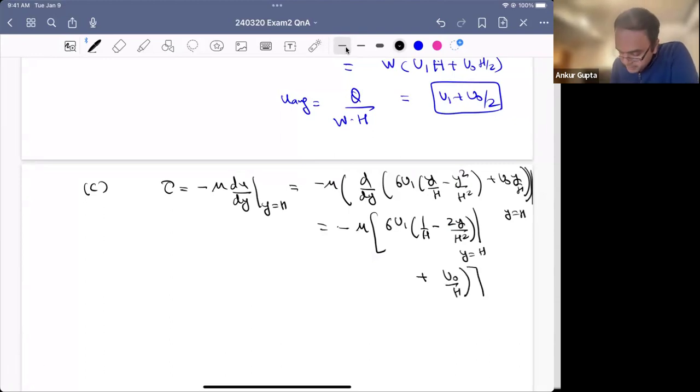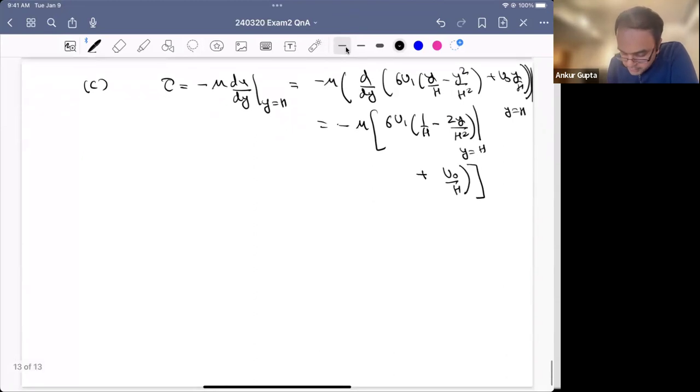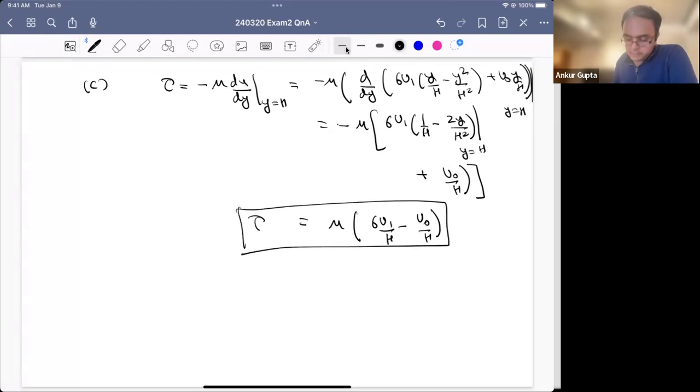Again, there is a minus sign outside. If I substitute y equal to h, it becomes 2h by h square, which is 2 by h with a minus sign. So the total becomes 1 minus 2 by h, so it's 6u1 by h with a negative sign, but it will become positive because of the negative outside. So it's mu times (6u1 by h minus u naught by h). This is the shear force per unit area.